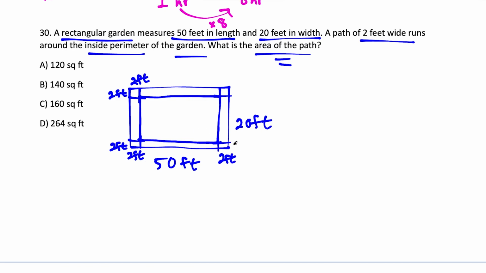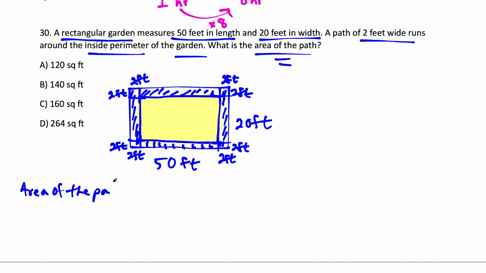Now we want to find the area of just the path. That's what we're looking for: the area of this section here. There are a few different ways we could do this, but one way is to find the total area of the entire rectangle and subtract the shaded area. I'm going to call this over here the shaded area on the inside, not including the walking path. So the area of the path is equal to the total area minus the shaded area.